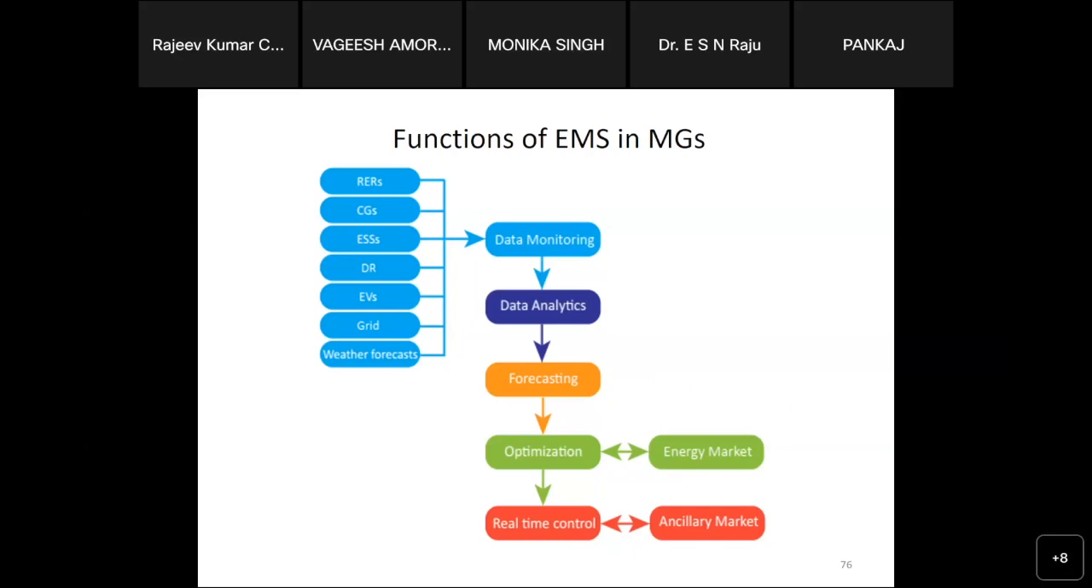So after the forecasting, we have the optimization. As we can see in this hierarchy, if you have proper data monitoring, then you can go for the proper data analysis, and then we can go for the proper forecasting.